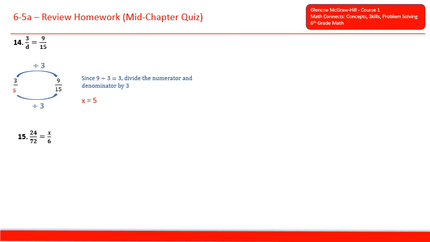And then number 15, 24 over 72 equals x over 6. So we have 24 over 72 and x over 6. And we can figure out what x is by dividing 72 by 12 to get 6. So then all we have to do is divide 24 by 12 to get 2.